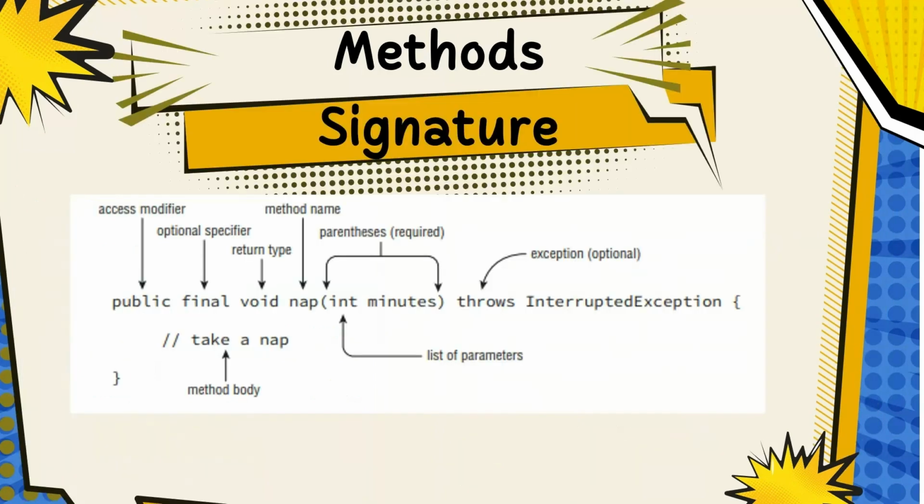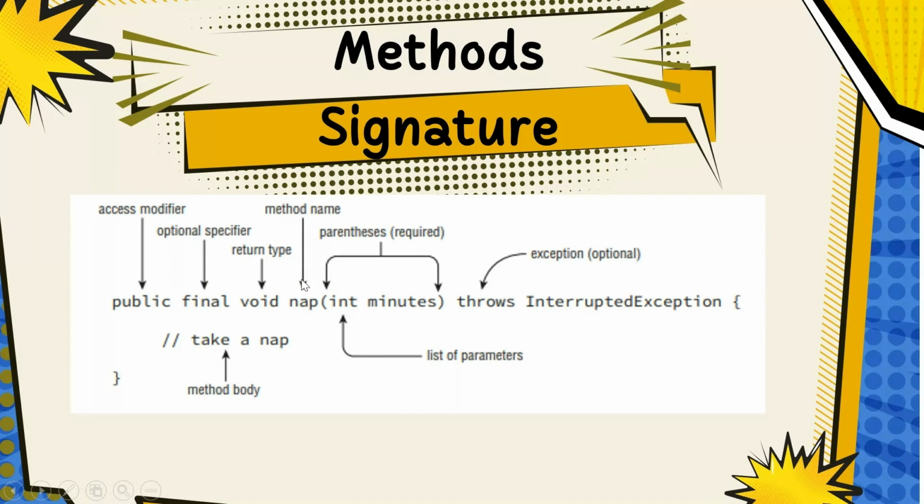Let's have a look at the method signature. Your method signature is going to begin with an access modifier. We used public for the method that we were creating, and we will have an optional specifier which is final, followed by the return type. This return type is void, meaning it was not returning anything. In case your method is going to return a number or string, then you will have to mention the return type as int when you're trying to return a number, and String when you're trying to return a sentence or word, followed by the method name.